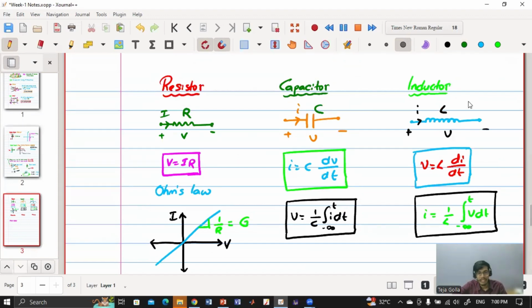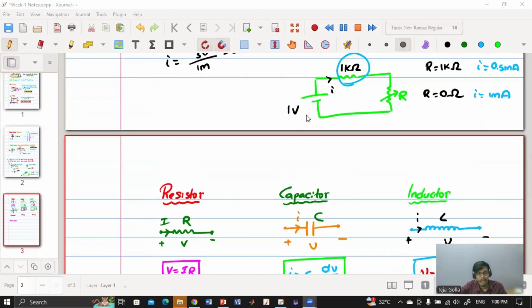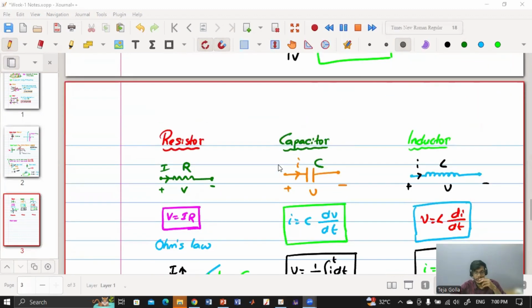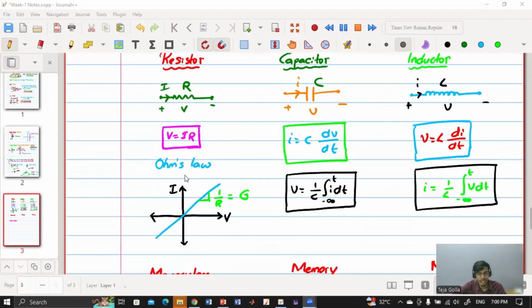Resistor, capacitor, inductor, these are the circuit elements. Sir, how can we practically compare inductor and capacitor? Okay, that also I'll tell you. Resistor is represented like this, and these are the capacitor and inductor. Here we have V equals IR, which is also called Ohm's law, and this is the IV characteristic.